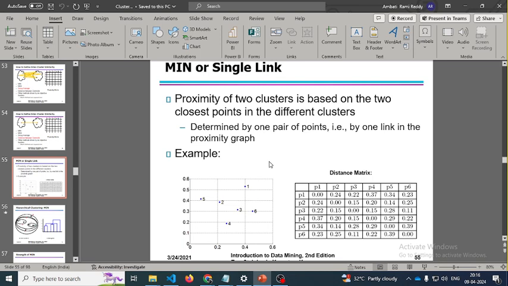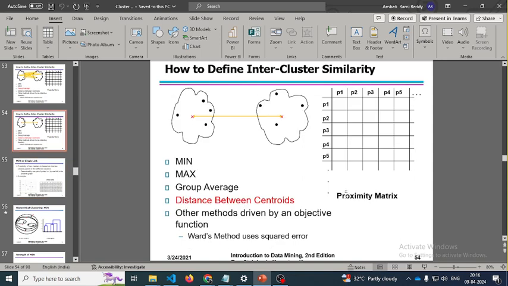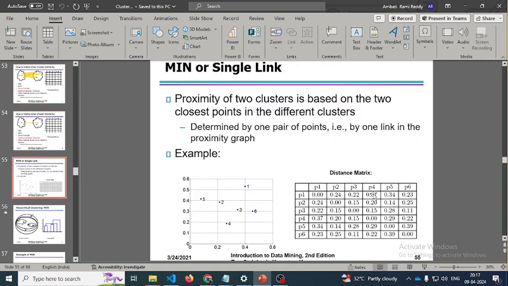Like this you can compute those distances and come up with this distance matrix or proximity matrix. I'm just giving a basic idea about intercluster similarity, because all these things are discussed in the NPTEL video lecture also, how you can form this distance matrix or proximity matrix. This is the distance matrix for this example.